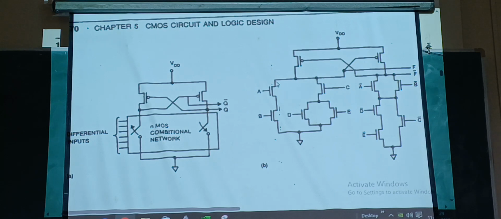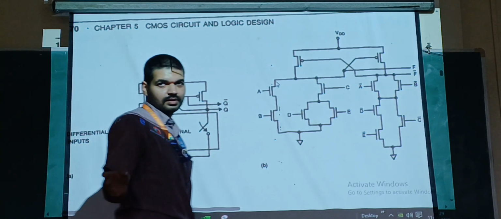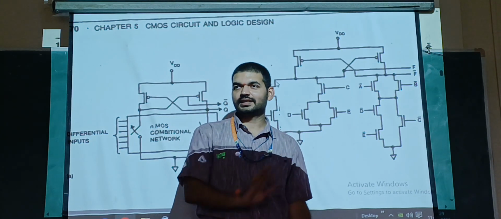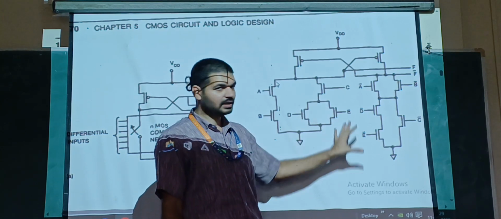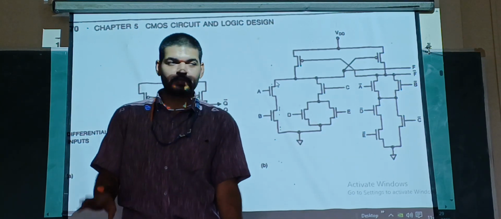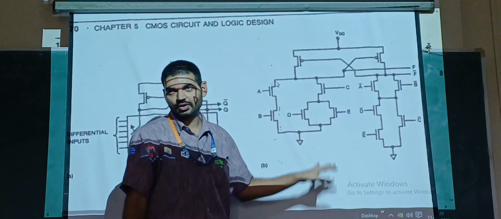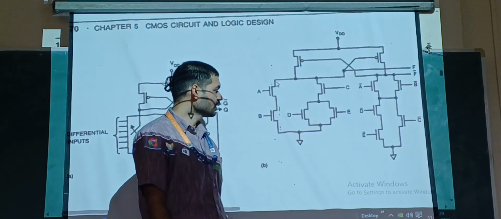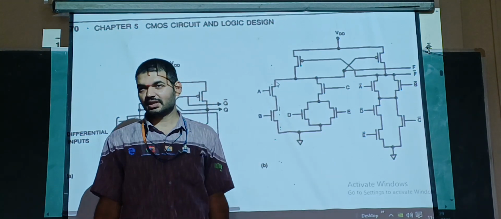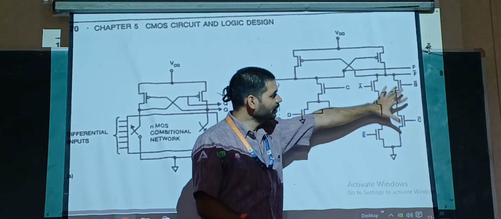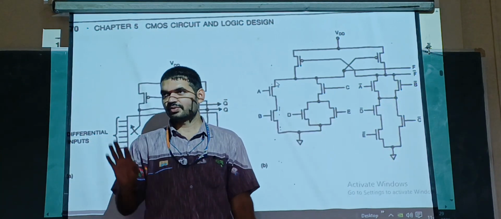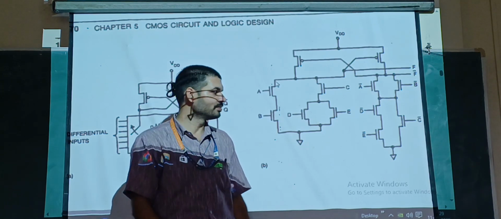Next, there is one more way of analyzing this. Initially, I made it very easy, making all the transistors on. How many inputs are there actually? 5. Those 5 are complemented here. So basically, we can think there are 5 inputs.